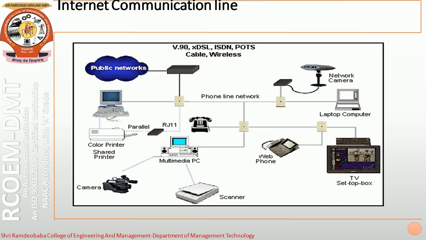So in this diagram you can see that there is a public network, there is a computer connected to a printer, and it is also connected through a phone line to a network camera, and it is also connected to a laptop computer, and there's a phone also connected there, and also the PC. So this is how internet communication lines are used.